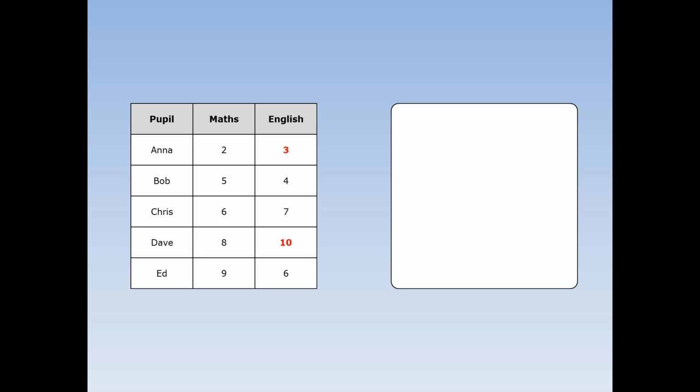For the English test, the smallest number was 3 and the highest number was 10. So I'm going to choose to start at 0 and go all the way up to 10, and each box will be worth 1 mark. And here are my scales.